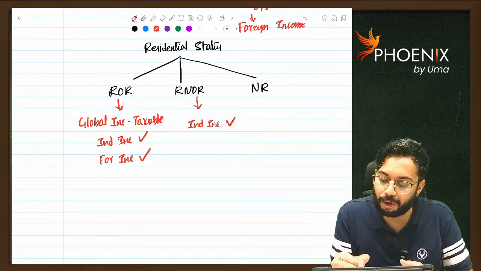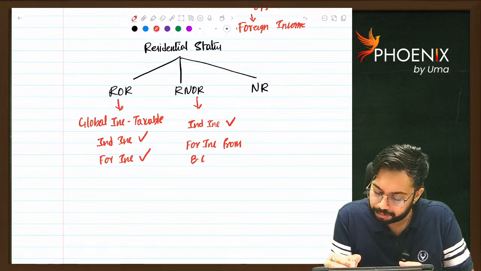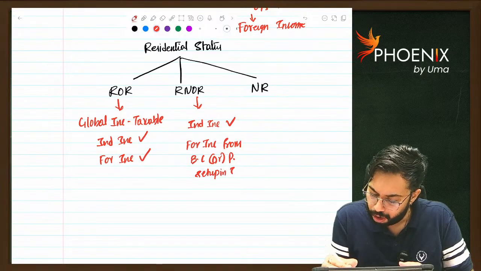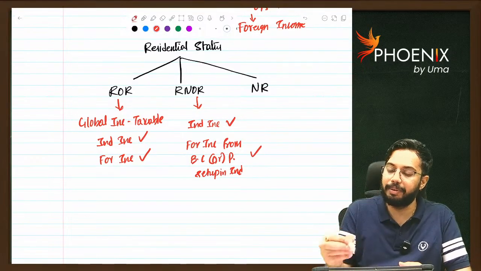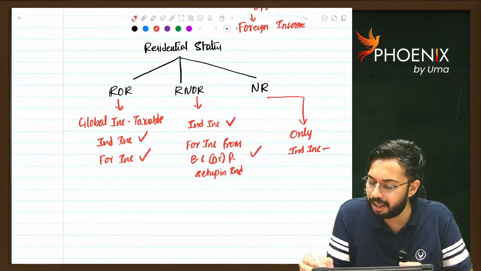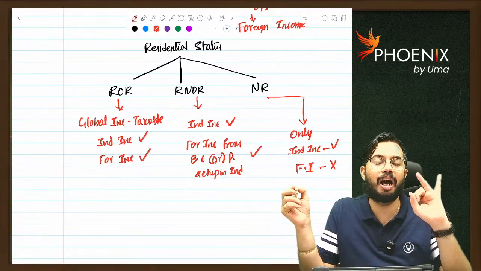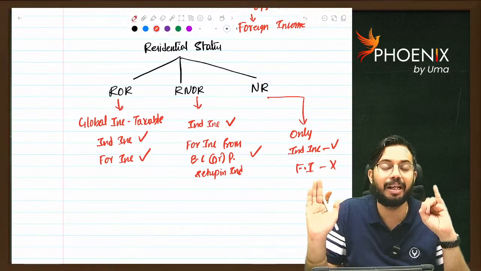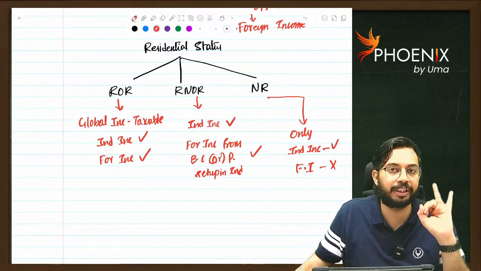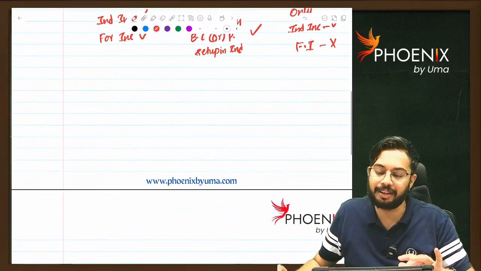But in case of RNOR, only foreign income from business controlled or profession set up in India, only that foreign income is taxable. In case of non-resident, only Indian income is taxable. Foreign income is not taxable. Are you able to understand? Three residential statuses: ROR, RNOR, non-resident. ROR, global income taxable. RNOR, Indian income taxable, along with that, foreign income from business controlled or profession set up in India is taxable. NR, only Indian income is taxable. Foreign income is not taxable.